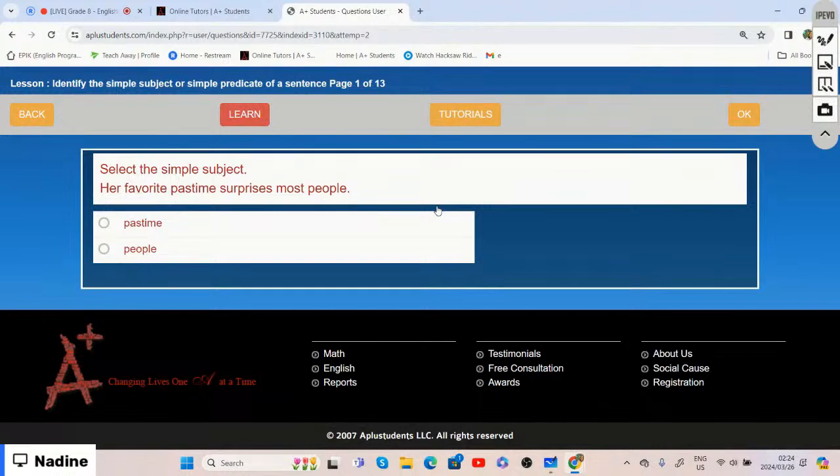And please, you can give answers, or let's at least try. All right, so we're now going to select the simple subject within these sentences. If we look at the sentence, it says her favorite pastime surprises most people. So her favorite pastime surprises most people. So what is our simple subject within that sentence?